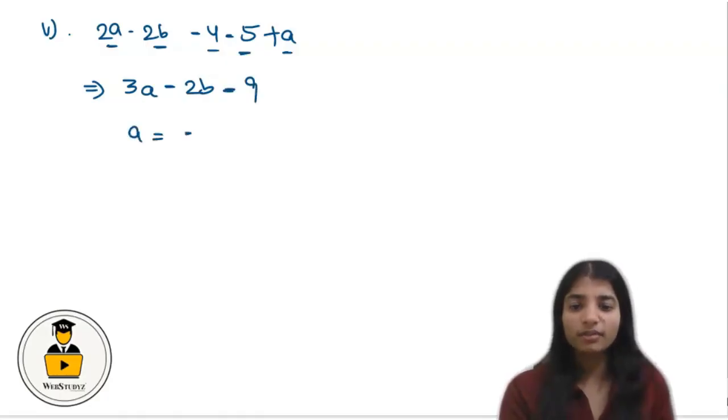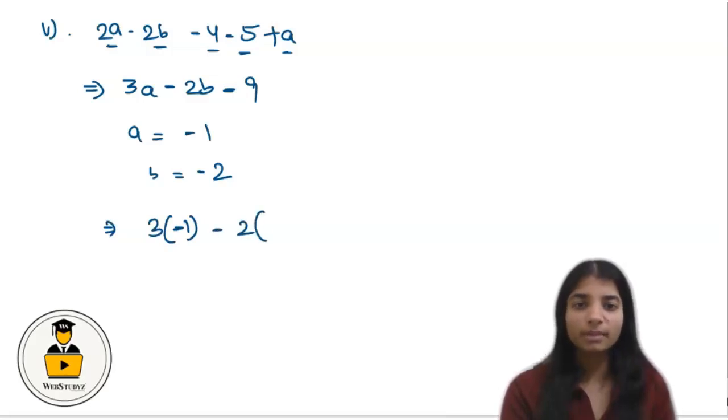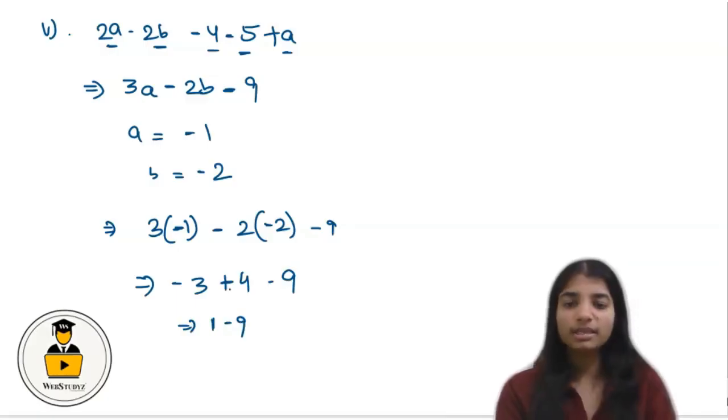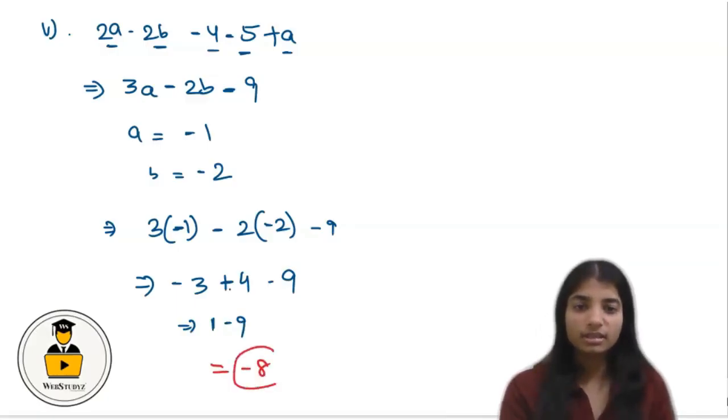Now we have the value of a, that is equal to minus 1, and b, that is equal to minus 2. We are going to plug in the values here. So this is equal to 3 multiplied by minus 1, minus 2 multiplied by minus 2, and minus 9. 3 multiplied by minus 1 is minus 3. Minus 2 multiplied by minus 2 is plus 4, and this is minus 9. So minus 3 plus 4 is equal to plus 1, and plus 1 minus 9 is equal to minus 8. So this is the answer to the given question.